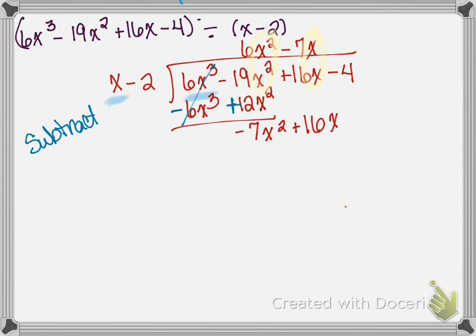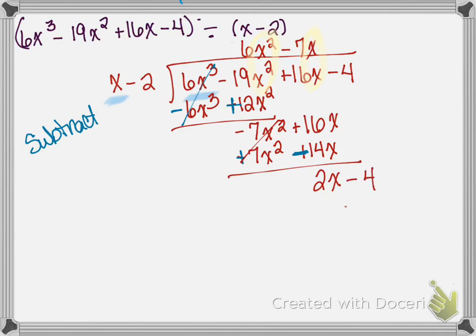Okay, now I'm going to multiply. Negative 7x times negative 2 is 14x. Negative 7x times x is negative 7x squared. I am subtracting, so my negative 7x squared becomes positive. My positive 14x becomes negative. Okay, 16x minus 14x. Okay, and now I bring down a 4.